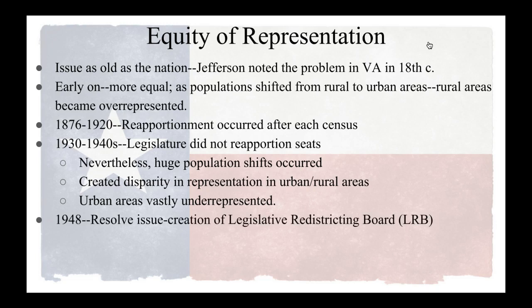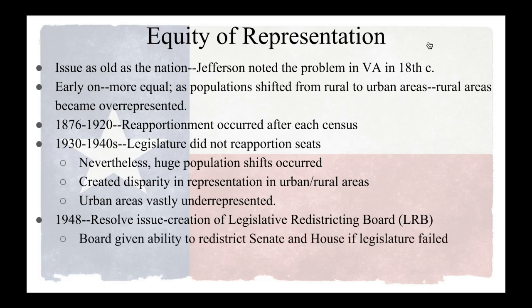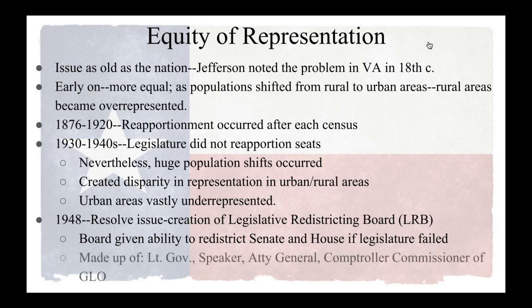And so in 1948, there's going to be some action taken to resolve issues associated with representation. The Legislative Redistricting Board, or the LRB, is going to be established. This board is given the ability to redistrict Senate and House seats, districts, if the legislature fails to do so. And we said that when we talked about the Lieutenant Governor and the Speaker of the House, that those individuals would sit on this board and have an enormous power to create these new districts in the event that the legislature failed to do so.